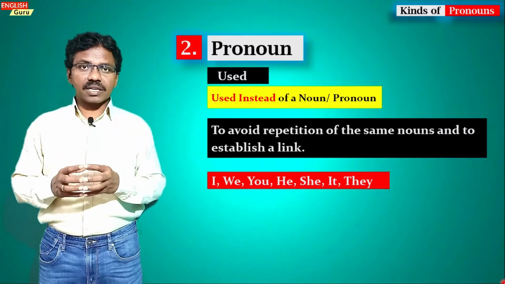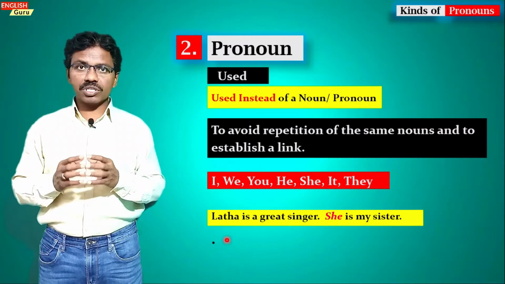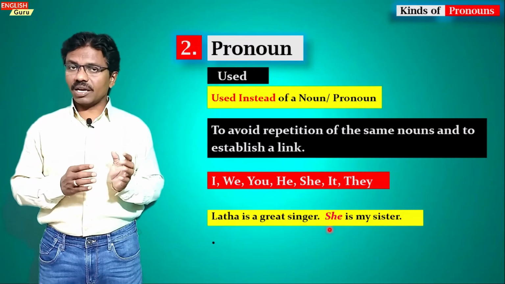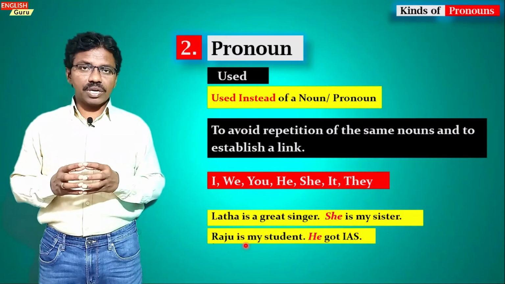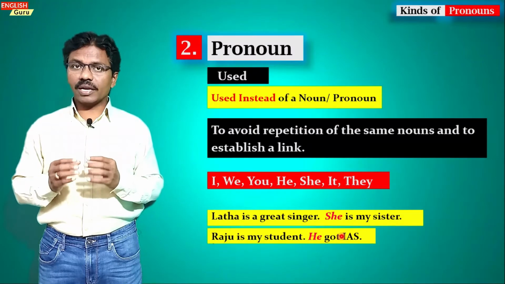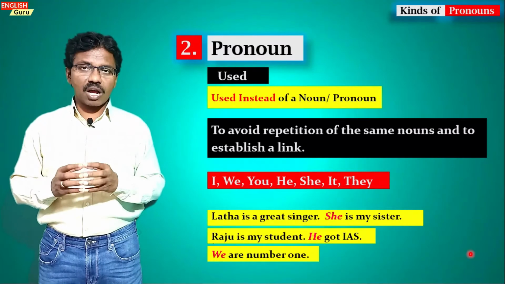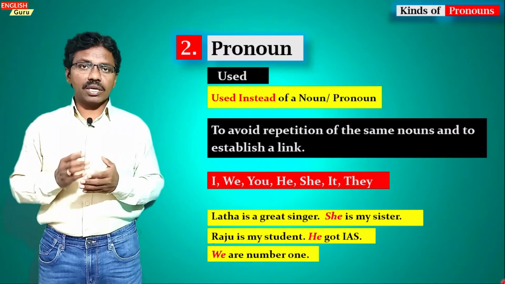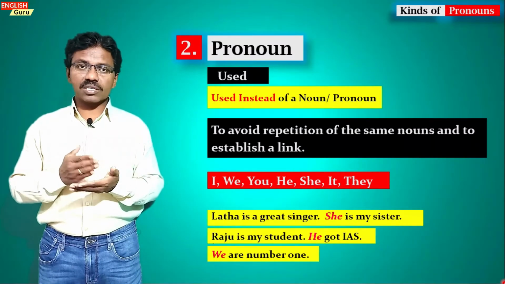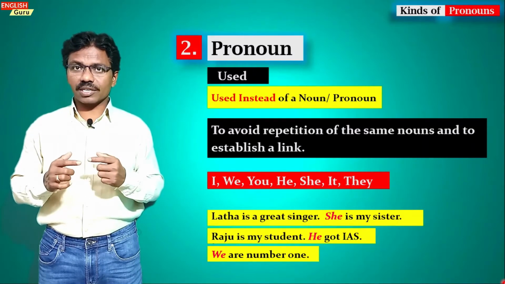Lata is a great singer and she is my sister. Here she is a pronoun and we are using she instead of Lata, a noun. Raju is my student. He got IAS. So he here is a pronoun and he represents Raju, which is a noun. So this is how we use pronouns in place of nouns, instead of nouns, to avoid the repetition of the nouns in a sentence.